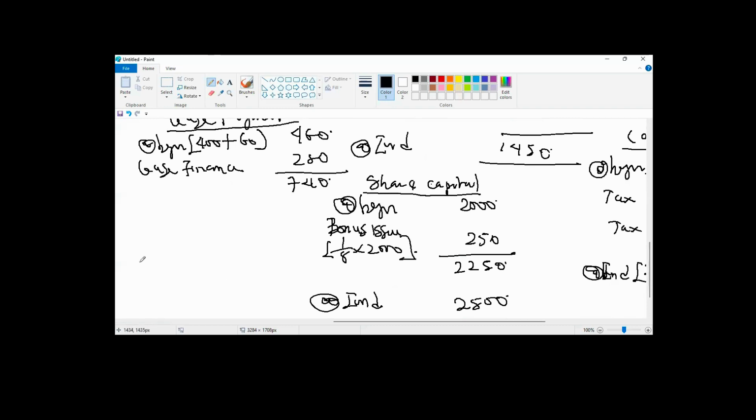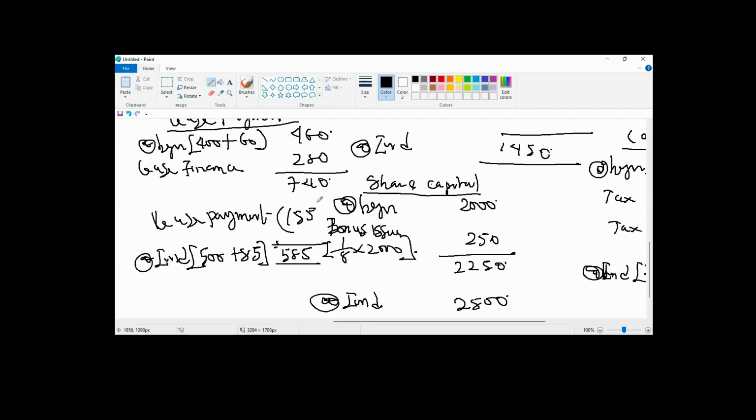We'll go to the end. More than 1 year at the end, 500, plus less than 1 year at the end, 85. That will give me 585. So how much is the lease payment now? 155. I'll go to the lease payments.